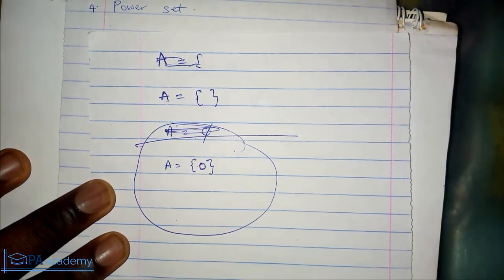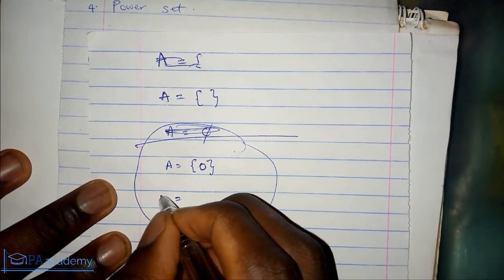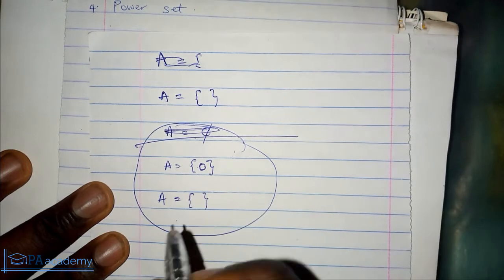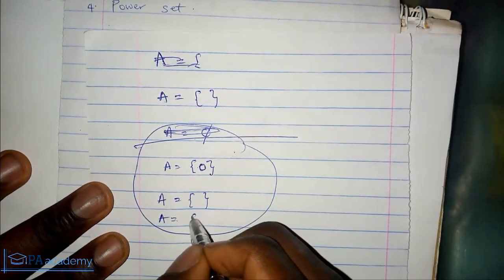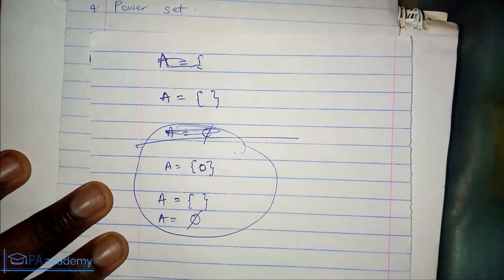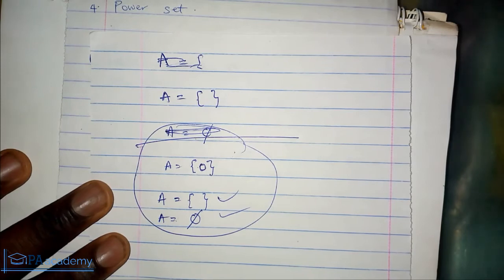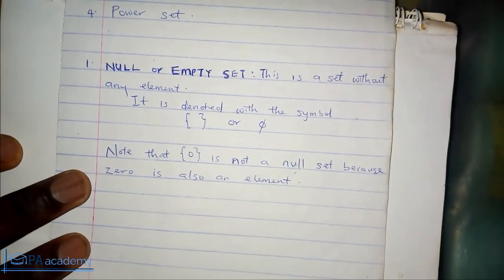So there are just two ways of representing an empty set. Using the set A, either you have it like this, an empty set with nothing inside, or you just have a 0 with a forward slash over it. These are the two ways of representing an empty or a null set.